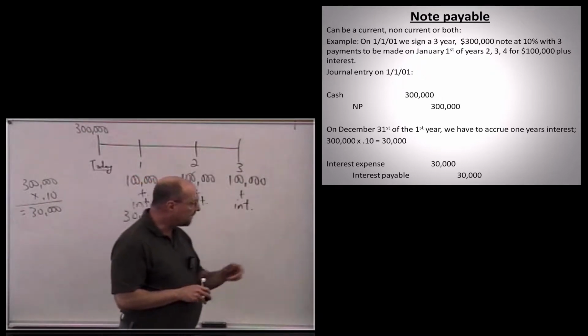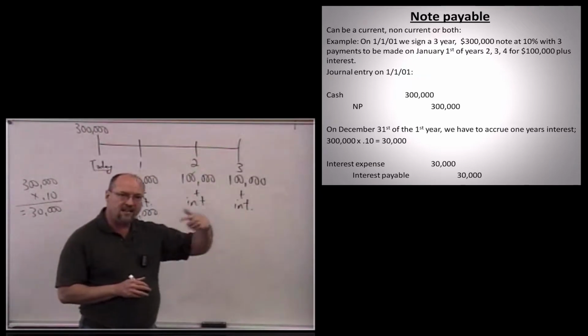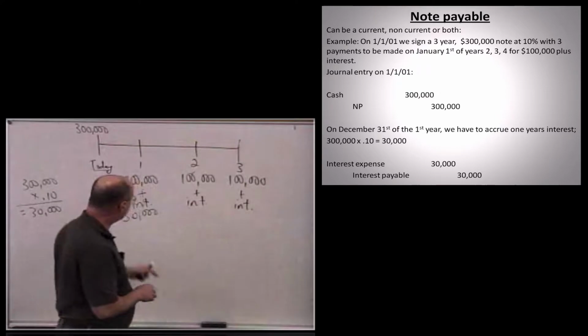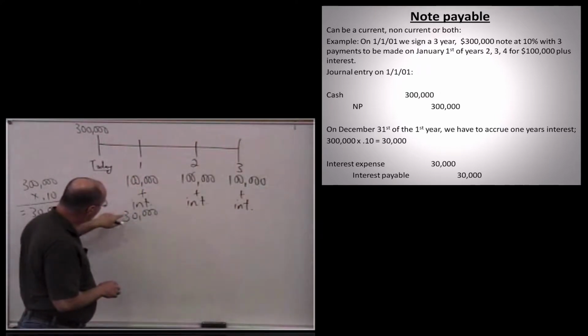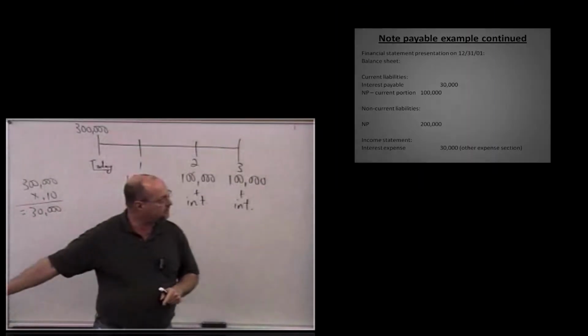So we're going to have a liability of $30,000 on the balance sheet, and the very next day, January 1st, we're going to pay that off, because here, January 1st, year two, we're going to pay a total of $130,000. Here's the entry.